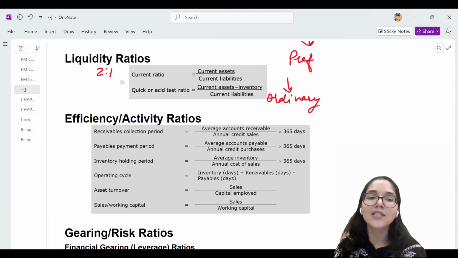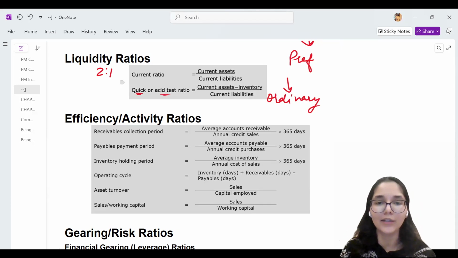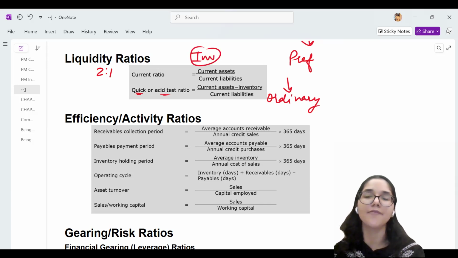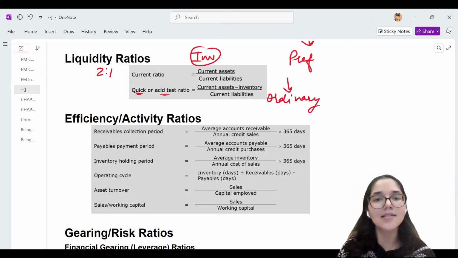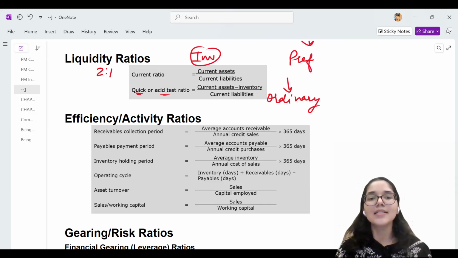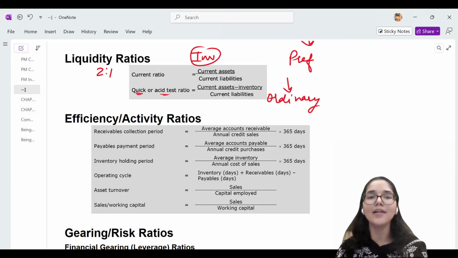Then you have a stricter test of liquidity, which is called the quick or the acid test ratio. What does this ratio tell you? Within your current assets, there is one asset which you have included, which is inventory. What is inventory? This is the goods which the business sells as part of the business. Sometimes it is not possible to sell that inventory and convert it into cash very quickly.